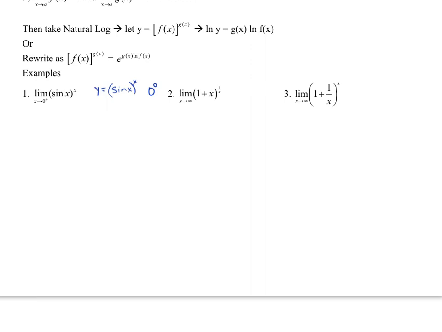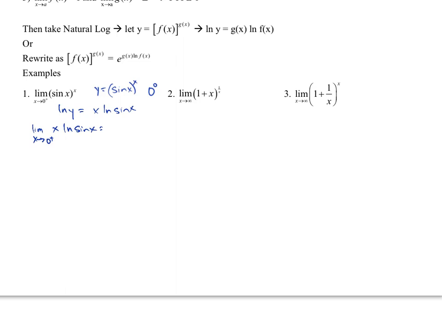So on the left side, I will end up with ln y equals x ln sine x, right? I brought the x down. So now we want the limit as x approaches 0 from the right, and we're going to take a look at this x ln sine x. So working this out, I get the product, right? So I'll end up with this. If you look at it directly, it's 0 times negative infinity.